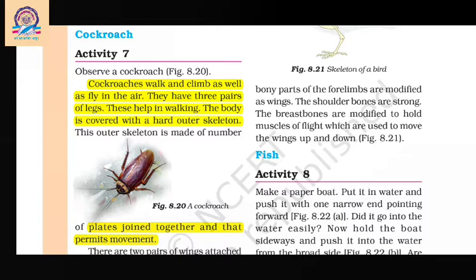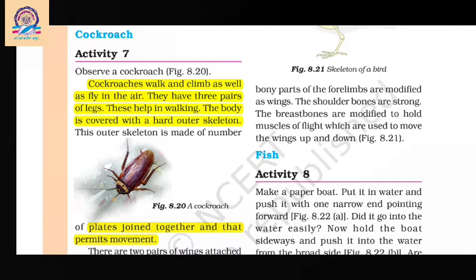The body is covered with a hard outer skeleton. You may have seen a cockroach and noticed that it has a hard outer skeleton. This outer skeleton is made up of a number of plates. Okay, that skeleton is made up of a number of plates, and these plates join together, which permits the movement of the cockroach. With the help of these plates it can move easily. Okay, how does a cockroach move?